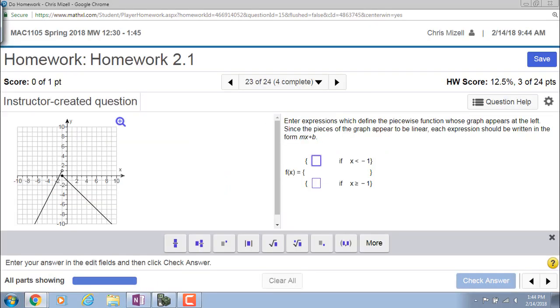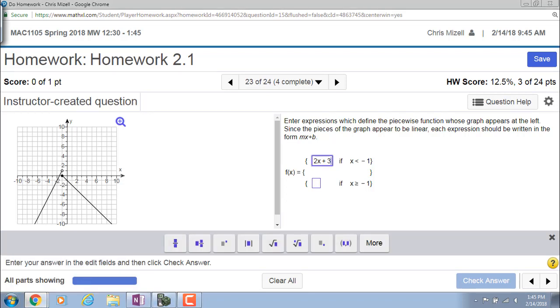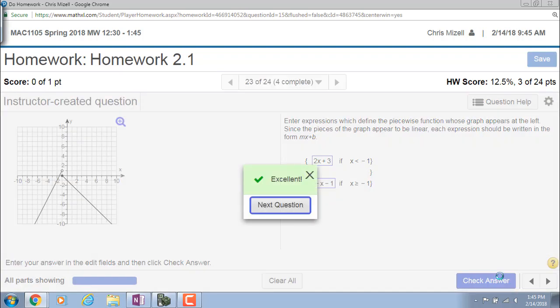So I go ahead and go to MyMathlab and say, okay, 2x plus 3, and the x is less than -1 part is given. I don't have to input that. The other one, I think we can stare it down and come up with the slope and the y-intercept. The y-intercept is -1. The slope is also -1. So -x minus 1. I think that's what it is. You could use the point slope form for that, but I think if we check it, it's going to like it. And there we go.